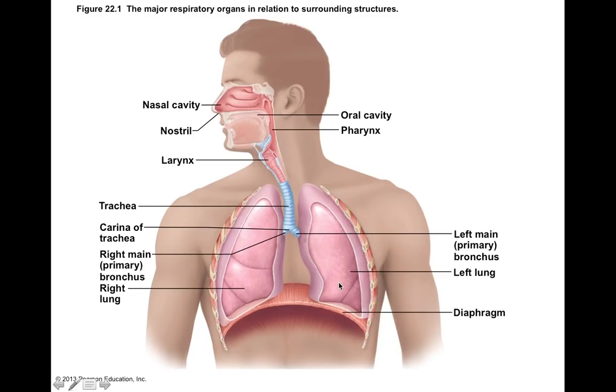Now, what's also important to note here, you guys, is that the right lung is larger than the left. The reason is that your heart is shifted to the left side of your thoracic cage, which means there's less space on the left. So your left lung is a little smaller than the right. And there are three lobes on the right lung: superior, middle, and inferior lobes.